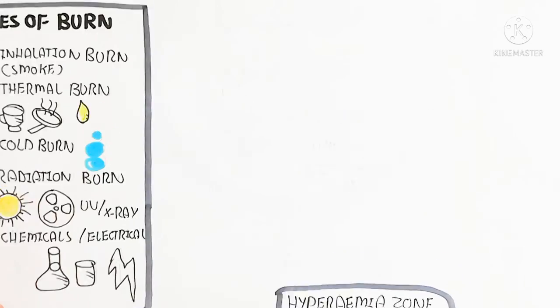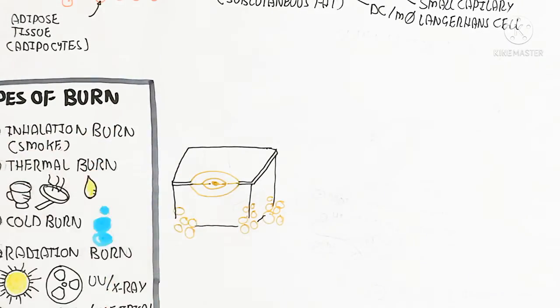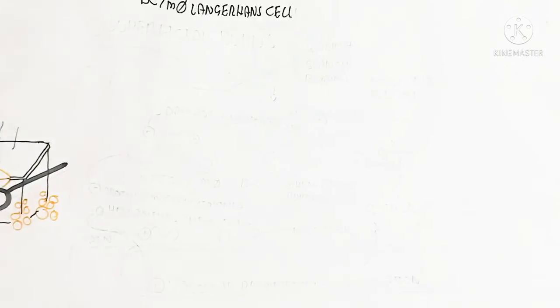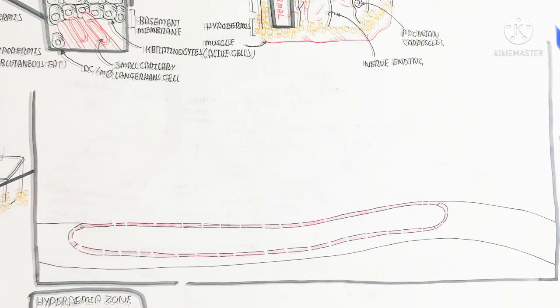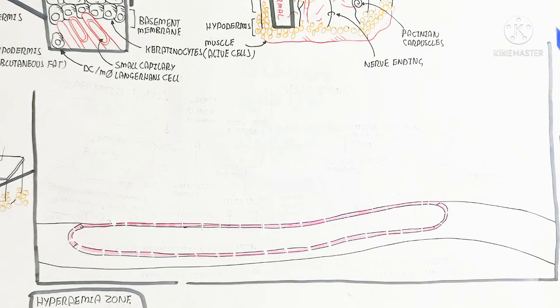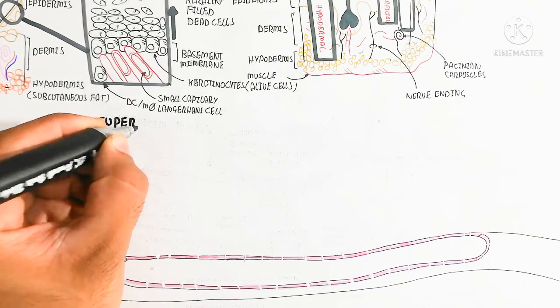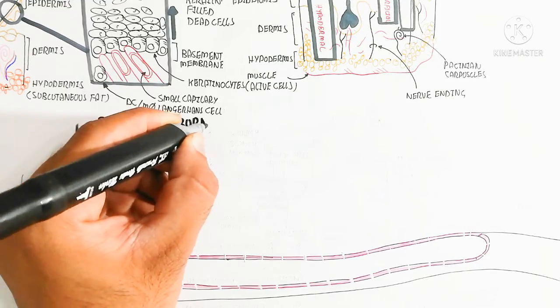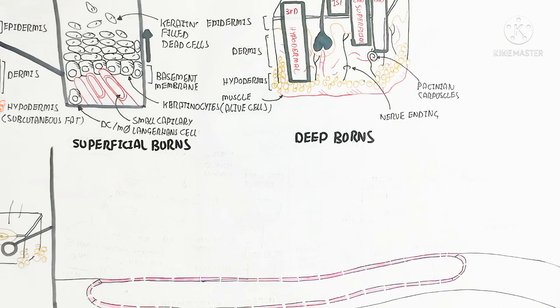So this is the Jackson model. In this way, the coagulation zone will be irreversible, and this is the deep burn. On the other hand, the superficial burn can be recovered. So let's begin to understand the superficial burn and deep burn, with the mechanism and the pathophysiology of the deep burn and superficial burn.